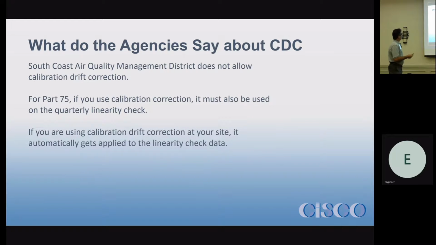Okay, so I mentioned South Coast doesn't allow it. CDC is not calibration drift correction. For Part 75, if you use calibration correction, it also has to be applied to your linearity check, well, ongoing. So CEDAR does that automatically. You don't have to worry about it, but understand that it is being applied for the regulation.